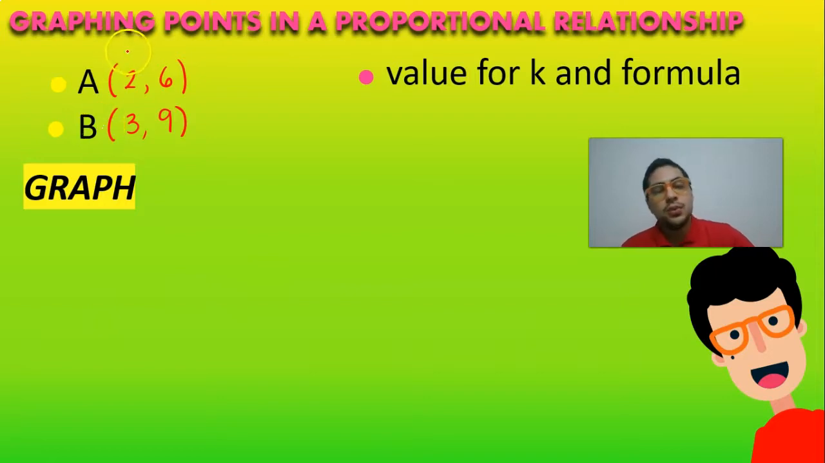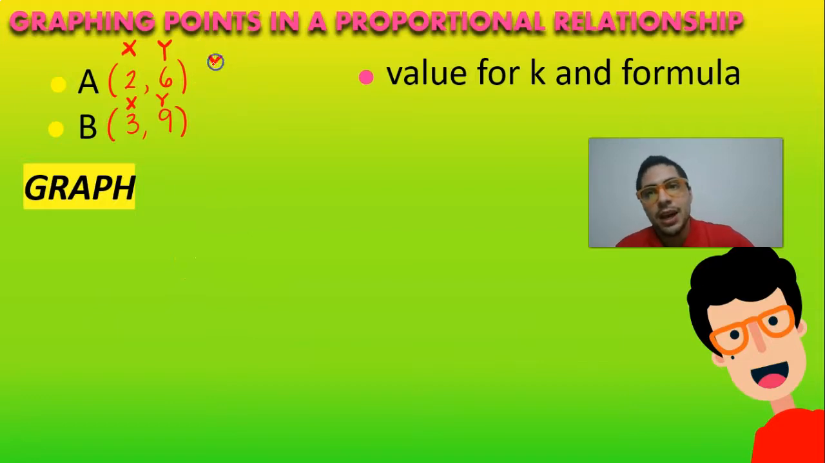You have to remember that whenever you're given a point, the first coordinate of that point is going to be the value for x, and the second one is going to be the value for y. So again, for point A, the value of x is 2 and the value of y is 6. And for point B, the value of x is 3 and the value for y is 9.